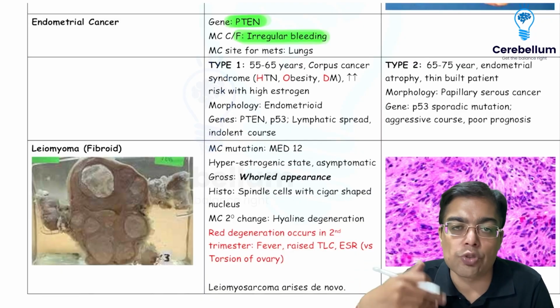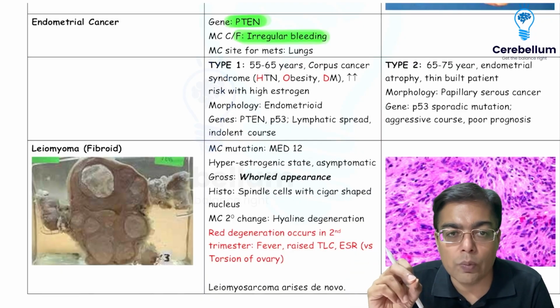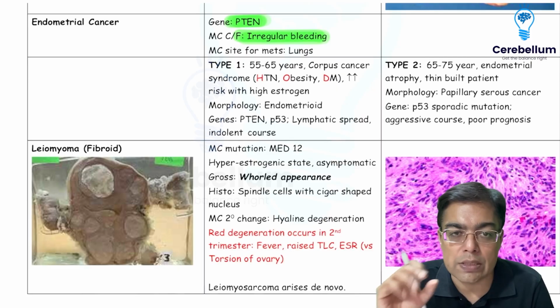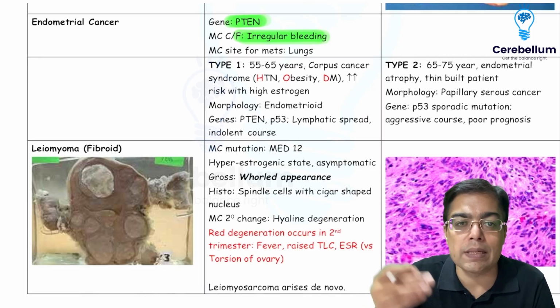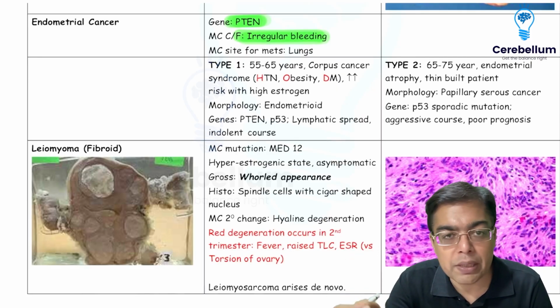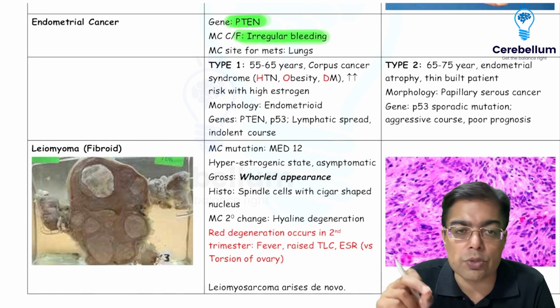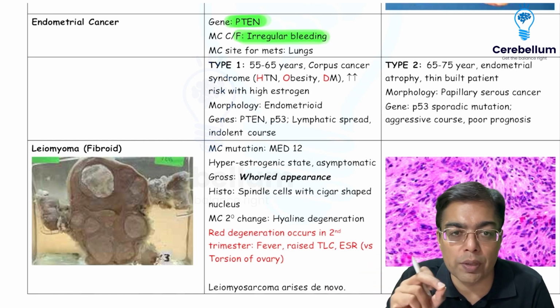For example, hypertension, obesity, and diabetes are the ones associated with type 1 cancer. So type 1 cancer is associated with hyperplasia-associated endometrial carcinoma, and type 2 is associated with atrophy-associated endometrial carcinoma.